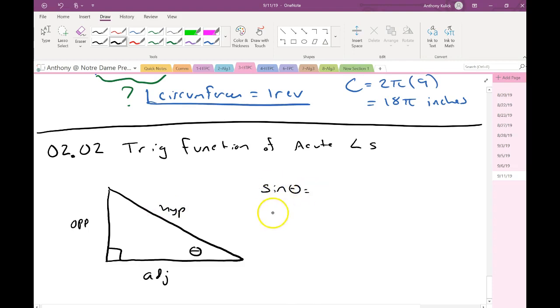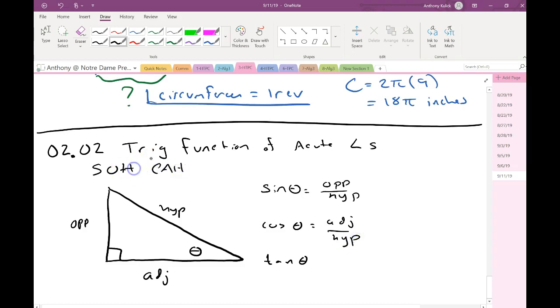So if I wanted to define sine theta, cosine theta, and tangent theta, what do I use? SOHCAHTOA. So sine is what? Opposite over hypotenuse. So SOH. Cosine is adjacent over hypotenuse, so that is CAH. And tangent is opposite over adjacent, so that's TOA. Now these three, I assume that you are all quite familiar with.